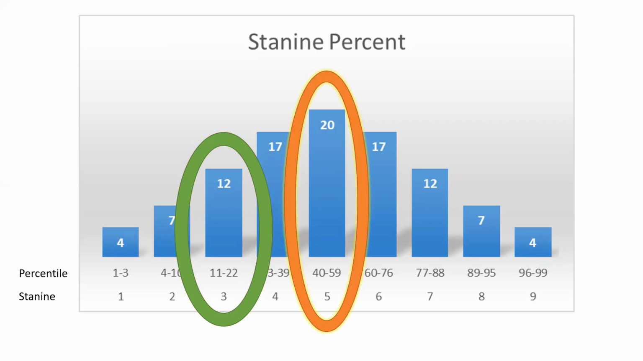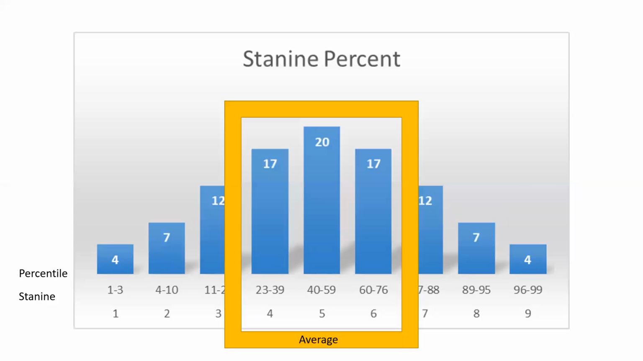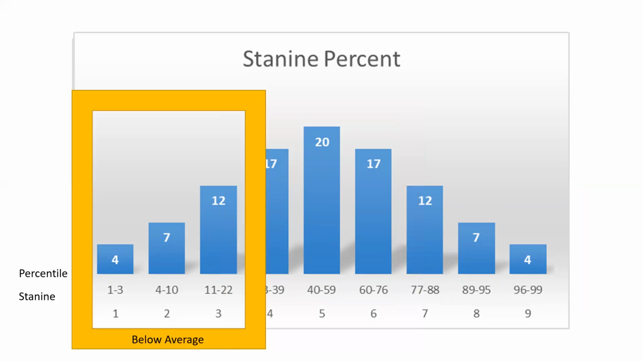Compare that to a Stanine 5, which has 20% of students and a percentile rank between 40 and 59. A Stanine of 4, 5, or 6 is considered average. 54% of students will receive an average percentile rank with a Stanine of 4, 5, or 6. A Stanine of 1, 2, or 3 is considered below average. 23% of students will score below average on a subtest percentile rank.